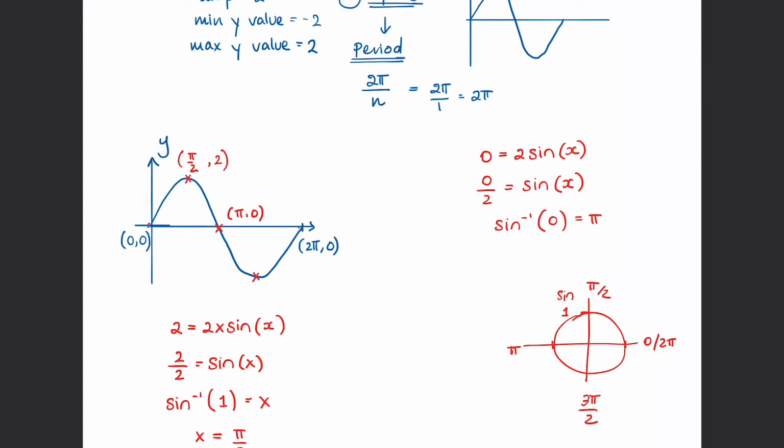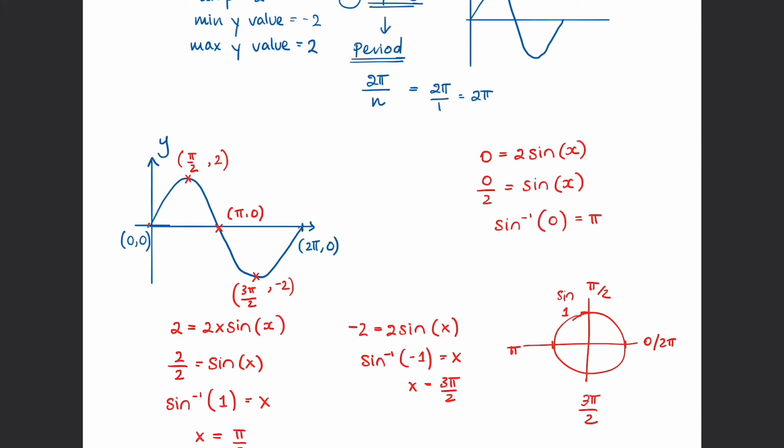Now looking at our minimum value, again we know the y component will be -2 for this particular coordinate. So we can do exactly the same. -2 equals 2 sine of x. So we've got inverse sine of -1 equals x. X is equal to 3 pi on 2.